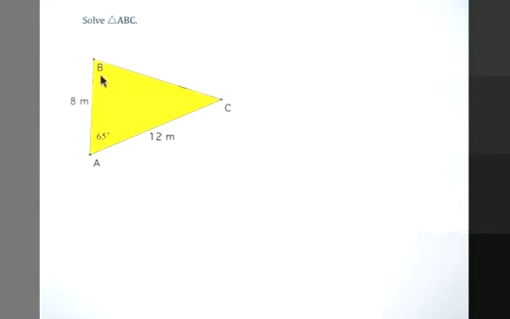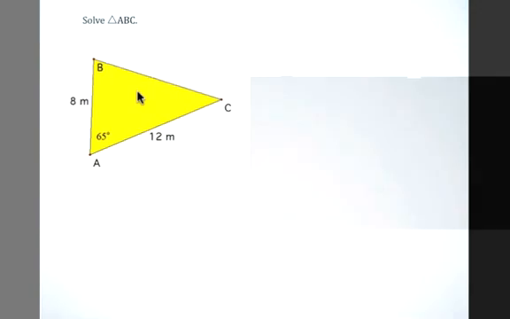Now in this question, we're going to review some skills here, sine law and cosine law, and what I'd like you to do is solve triangle ABC. And what that means is find all missing side lengths and angle measures. So we're given 2 side length measures and 1 angle measure. What I'd like you to do is find the other side length and the other 2 angle measures using trig.